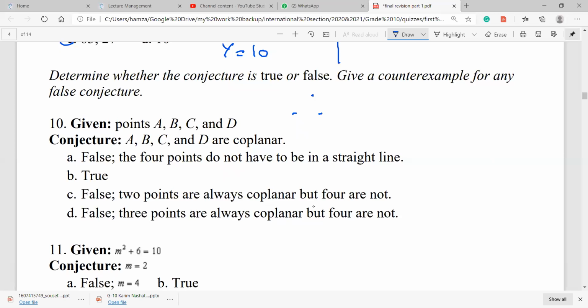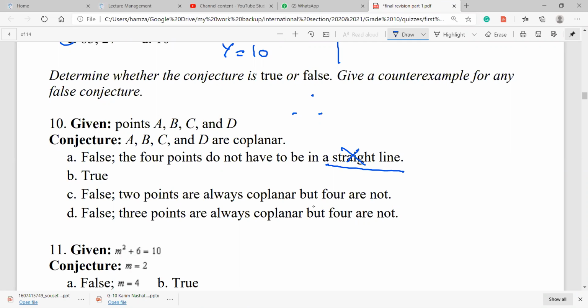So 4 points may be coplanar, maybe not. So this conjecture is false. The 4 points do not have to be on a straight line. This is wrong because we don't talk about a straight line, we talk about coplanar. So false.